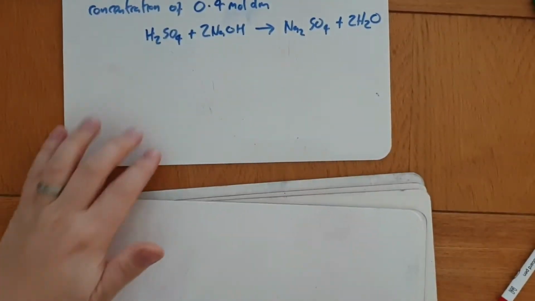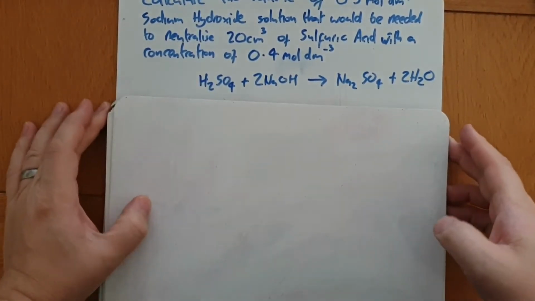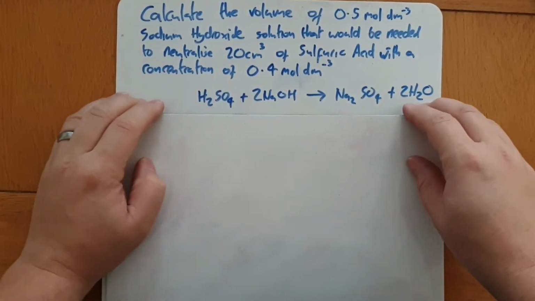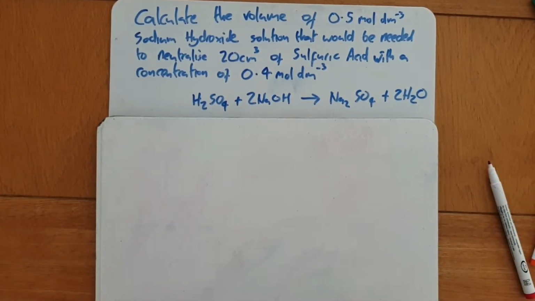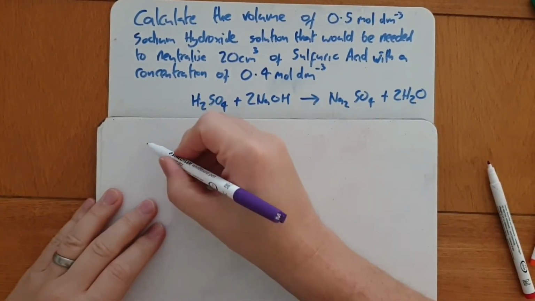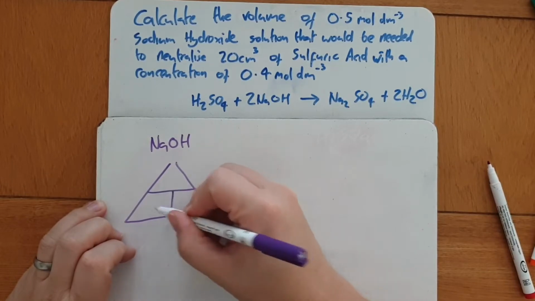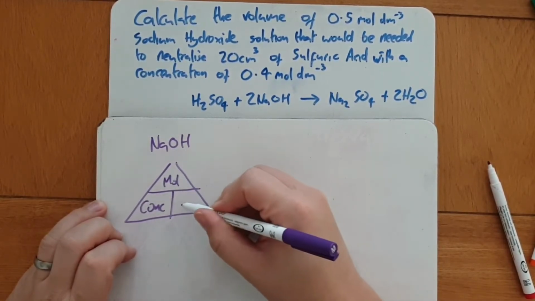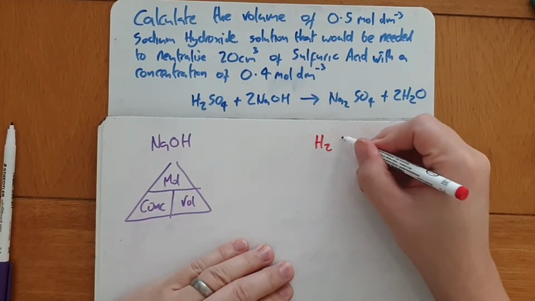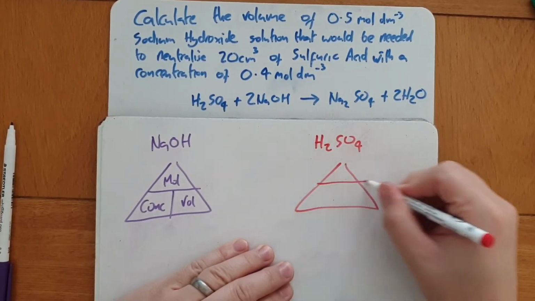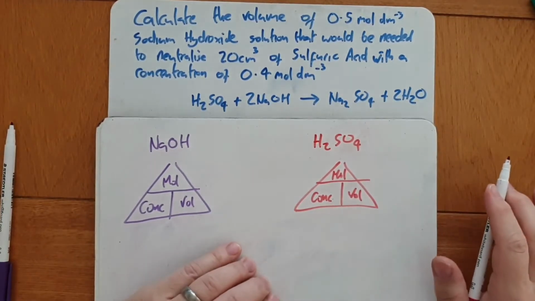So again, just bear with me, I'm just going to try and put it so I can have my working board on the same space and so you can see both. Right, first step, as I said before, let's write down the chemicals. So we've got sodium hydroxide and we want our equation, concentration equals moles over volume, and we've got sulfuric acid, H2SO4, with concentration equals moles over volume.